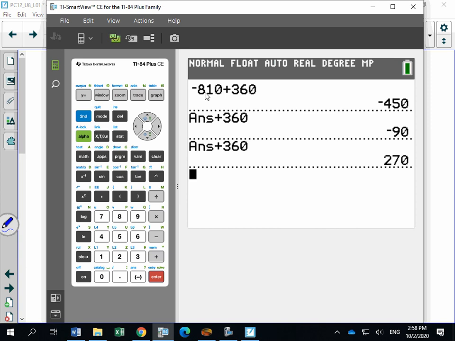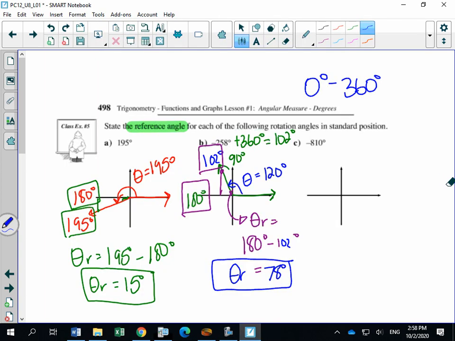So negative 810 is coterminal, that angle terminates at the same position as negative 450, negative 90, and 270. But this would be the principal angle. That's the angle that we're going to write and deal with. So 270 degrees.